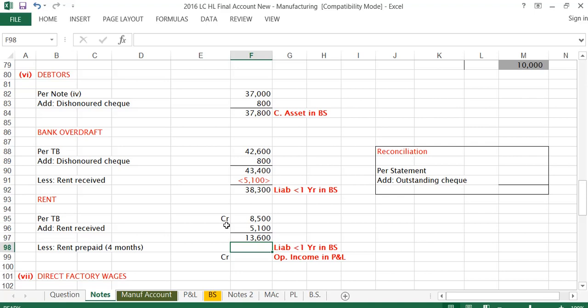But of that 5,100 I received for 6 months, 4 of those are for next year. So I'm going to have to take my 5,100 divided by 6 multiplied by 4 to work out my prepaid amount, which is 3,400. And at the end of the year, as we said in other videos, you add what's due, you take away what's prepaid. So I'm going to take away the prepaid amount, which leaves me with the rent income for the year of 10,200, and that will go in operating income in the P&L. The prepaid bit is a liability less than 1 year in the balance sheet because it's rent income prepaid, so effectively someone's overpaid us rent and we owe them back that rent.